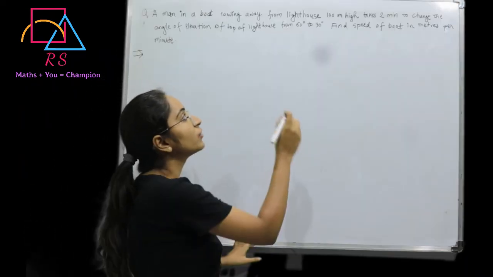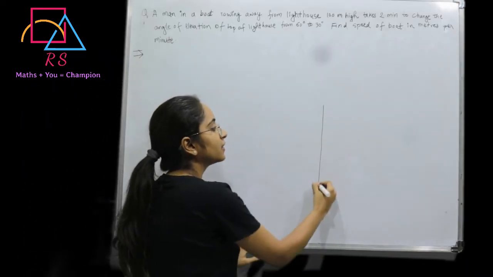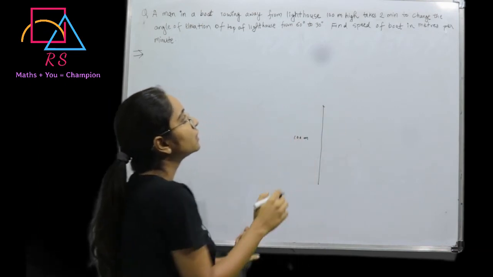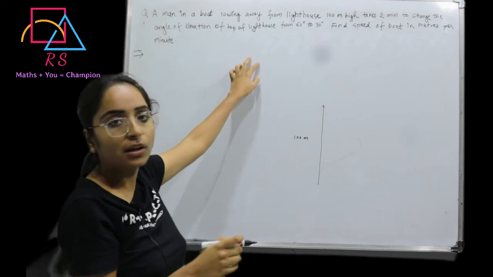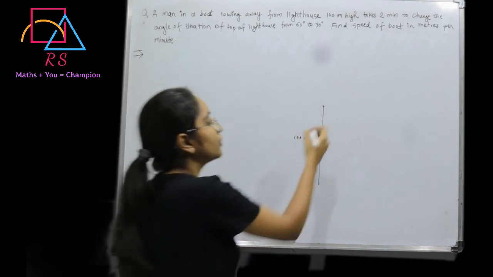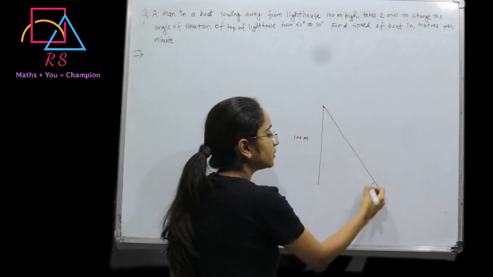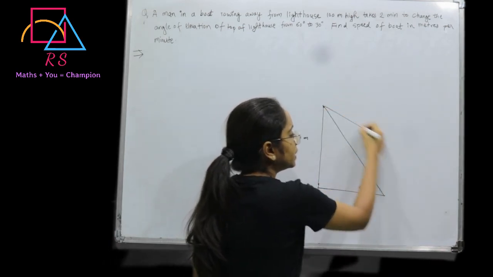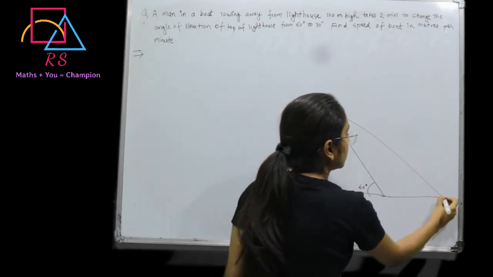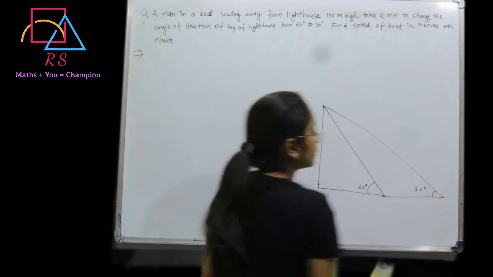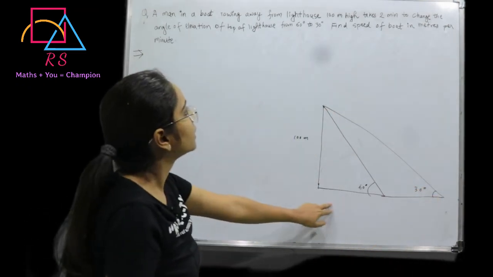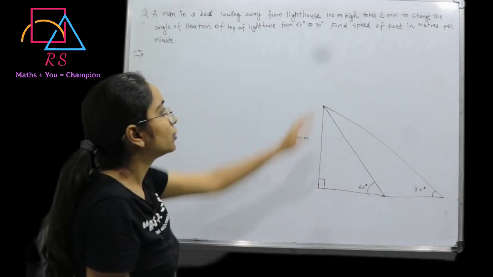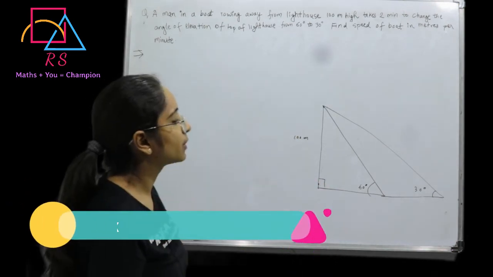Away from lighthouse which is 100 meter high. Let's consider a lighthouse 100 meters in height and which takes 2 minutes to change the angle of elevation of the top from 60 degree. First angle of elevation 60 degree from the ground, which is given. 2 minutes to change the angle of elevation. So it must have covered some distance also, 60 degree, 30 degree, which is perpendicular. We have to find speed of boat in meters per minute.